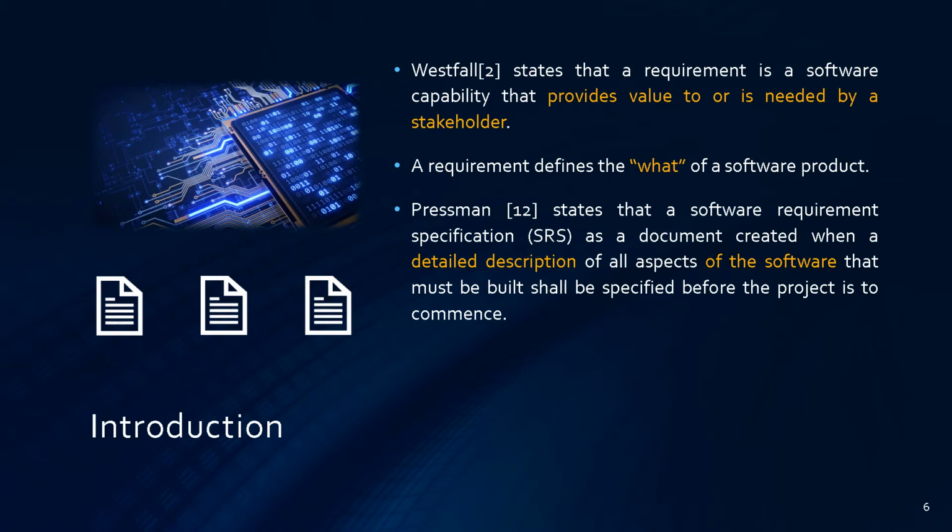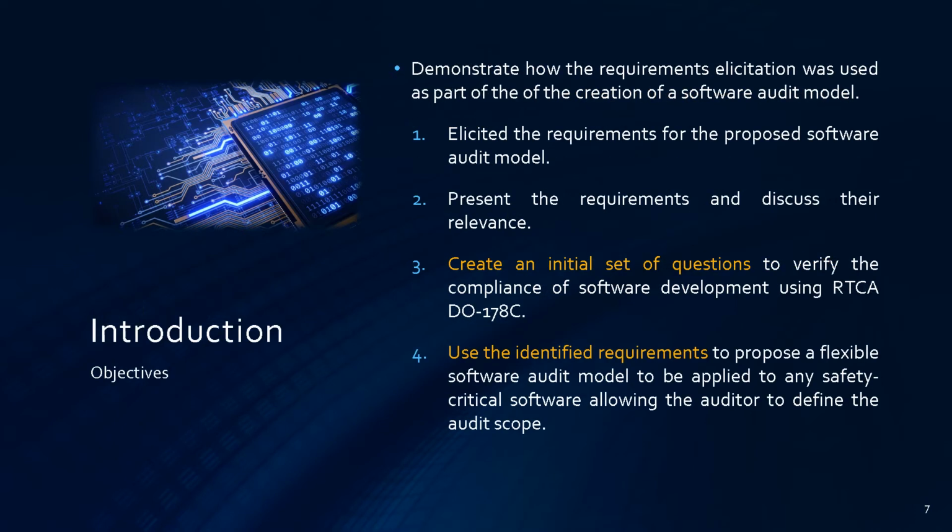Based on these definitions, before writing the defined software audit model process and the related questions database, I have identified the requirements for a good process and the required information to develop it as expected. This short paper's main objective is to demonstrate how the requirements elicitation was used as part of the creation of the software audit model. First, I have listed the requirements to achieve this objective.